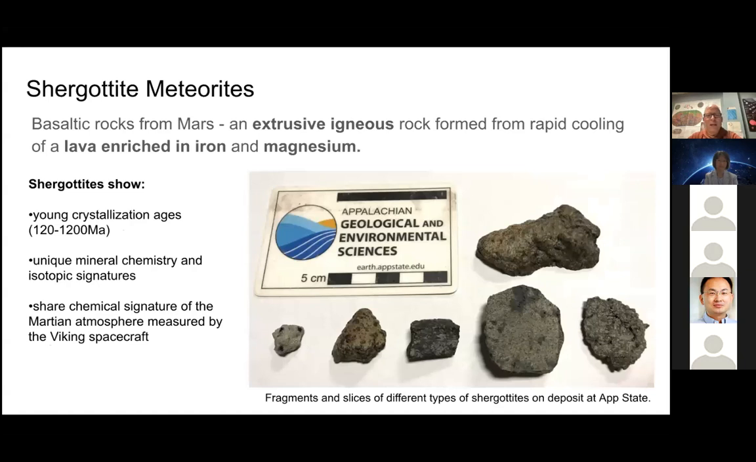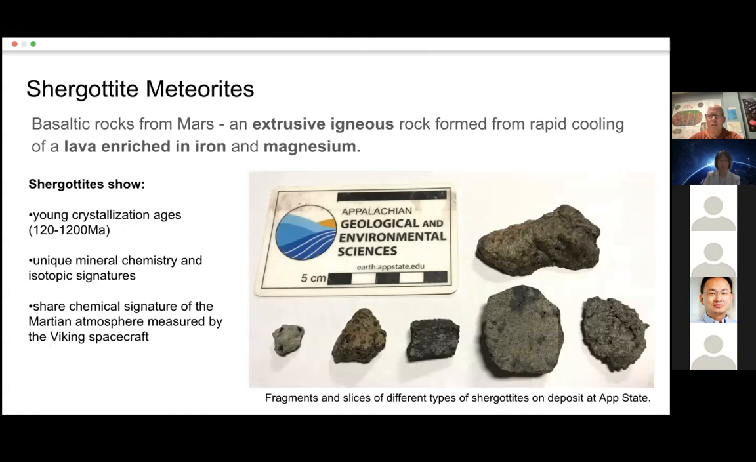So shergotites are a variety of Martian meteorite. These are basaltic rocks, and basalts are a type of extrusive igneous rock for those who are not familiar with geology. Those are rocks that crystallize from magmas and lavas, either beneath the surface or at the surface. Typically, the minerals within the rock represent the composition of the liquid that they've formed from. And in the case of basaltic rocks, they're typically enriched in heavier elements like iron and magnesium.